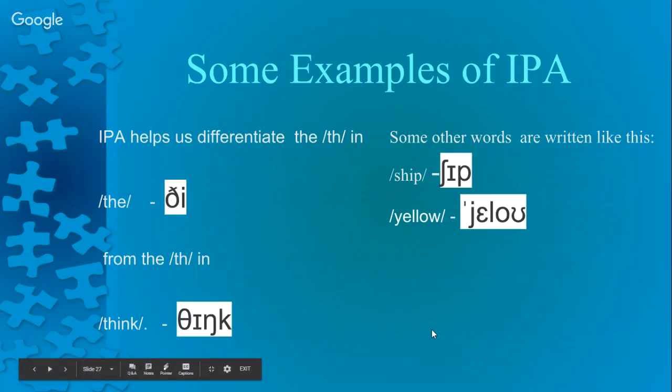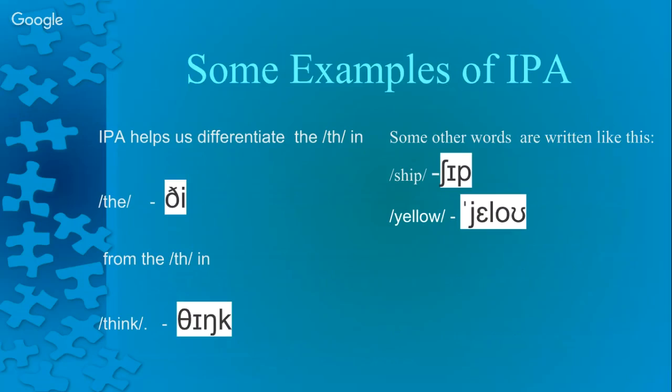But here's some examples. IPA helps us differentiate between the two th sounds. For the, you can see the symbol that looks like a backwards 6 with a cross on the top. It's represented by the grapheme TH, but that's much different than the TH in the word think. You can see that the TH in think is represented by a circle with a line through it. Those symbols are International Phonetic Alphabet.